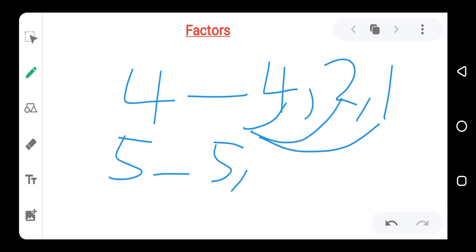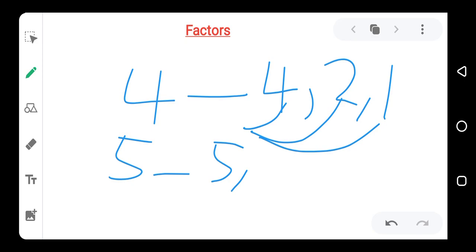But when you say 5 divided by 5, you just get 1. If you say 5 divided by 1, you get 5. There's no point. The same thing with 4. If you say 4 divided by 4, you get 1. There's no point. If you say 4 divided by 2, you get 2. There's no point. If you say 4 divided by 1, you get 4. There is no point.